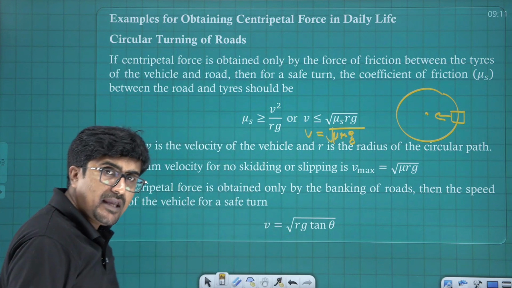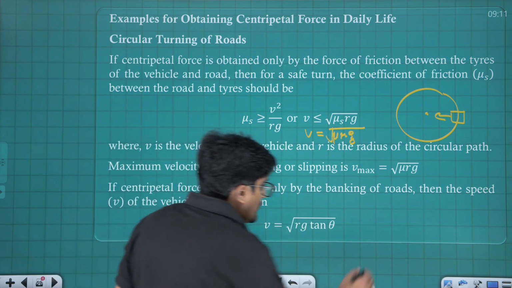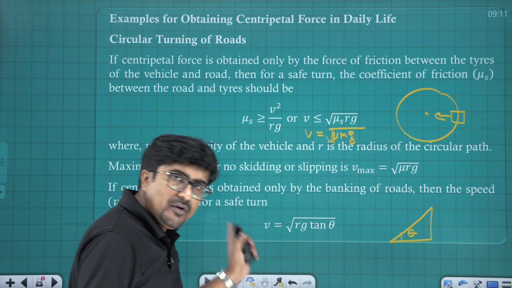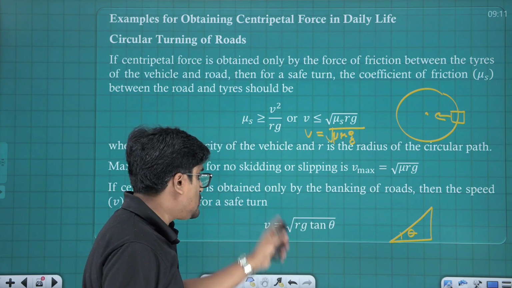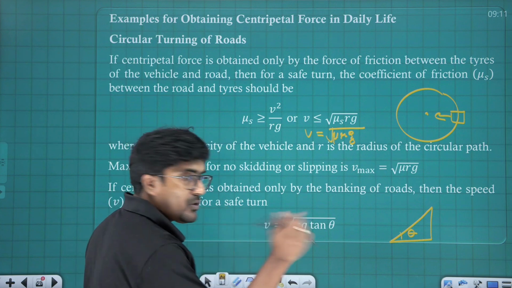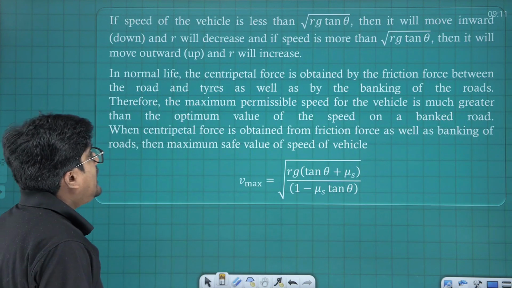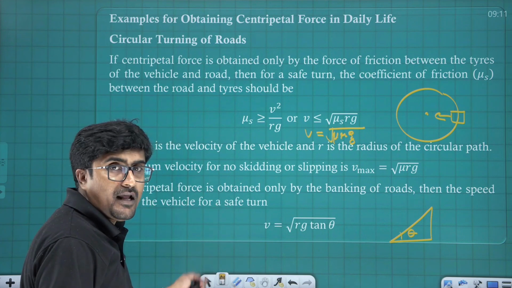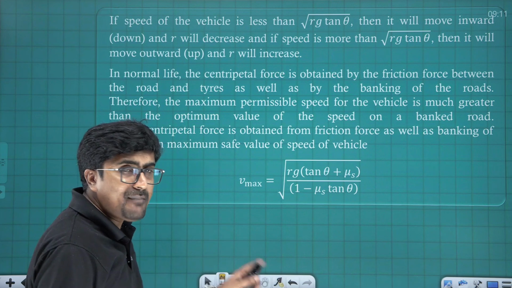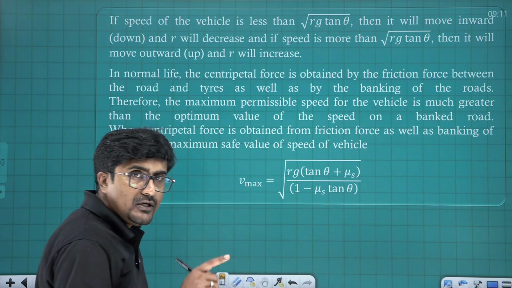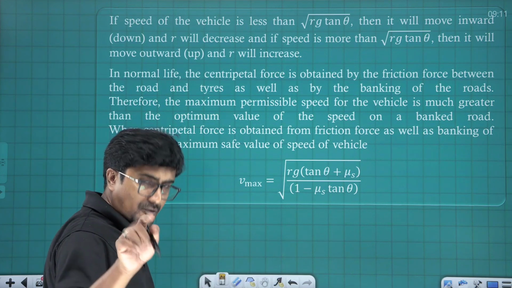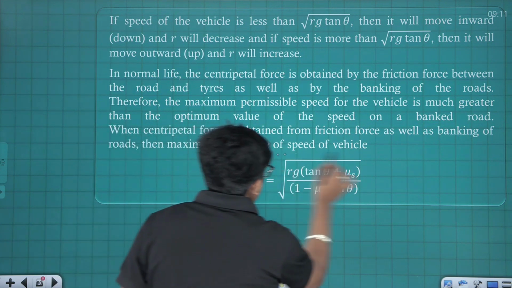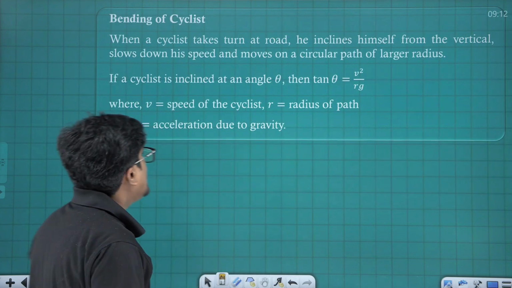And if there is no friction, then also we can manage the situation, but by providing a banking of theta, and there v is going to be root of r g tan theta, where r is the radius of the path. All right, and if banking is provided and friction is also there, then v max is root of r g times (tan theta plus mu_s) upon (1 minus mu_s tan theta), where mu_s is the coefficient of friction. So this is the case where banking plus friction is being offered.